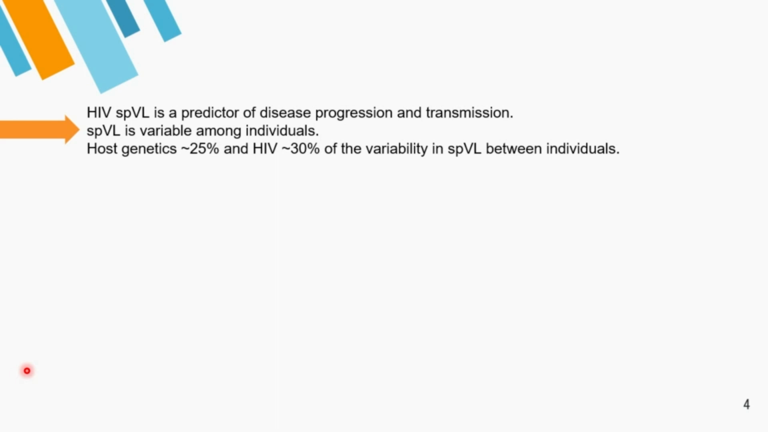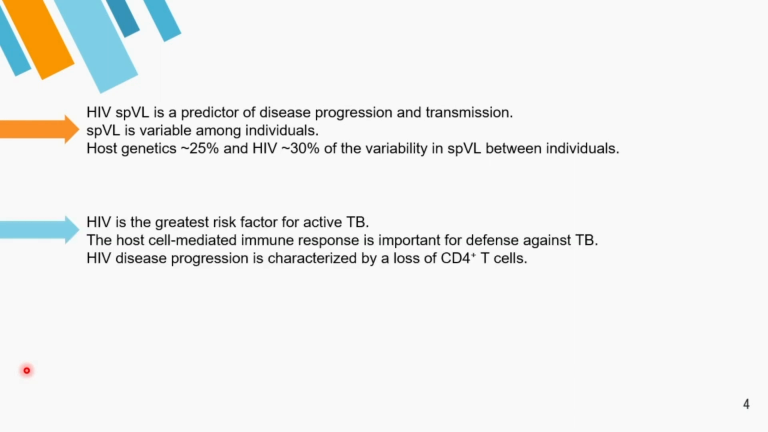And so first, HIV set point viral load is a predictor of disease progression and transmission. And we also know that it's variable between individuals. We know that host genetics contributes to about 25% of the variability we see in viral load between individuals, and the virus itself contributes to about 30% of the variability we see. HIV is also one of the greatest risk factors for acquiring active tuberculosis, and this is because of the important role that the cell-mediated immune response plays in the defense against active tuberculosis.